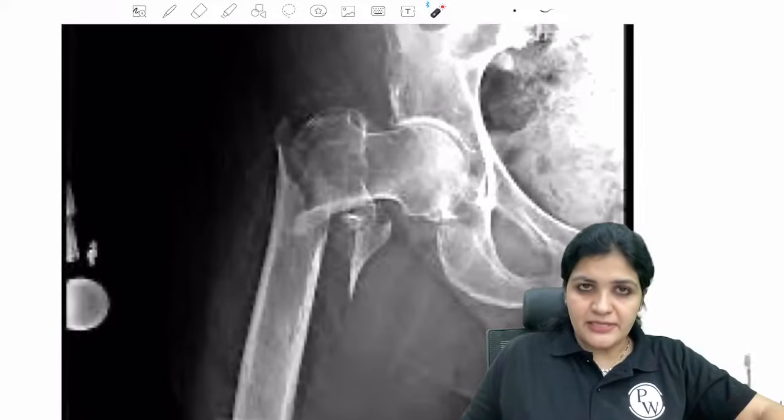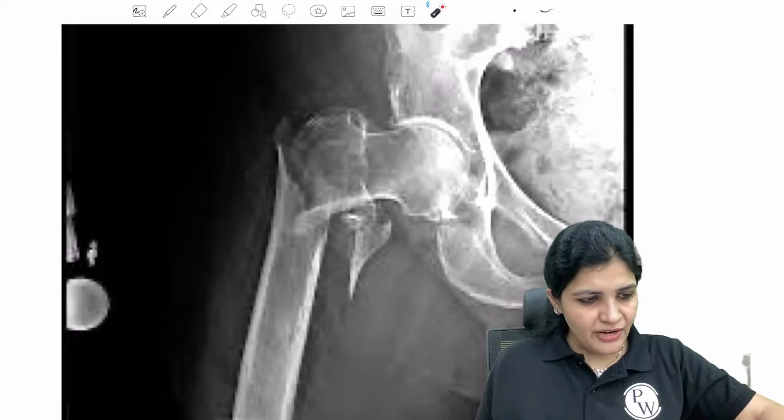Now tell me, which fracture is this? What fracture is this?